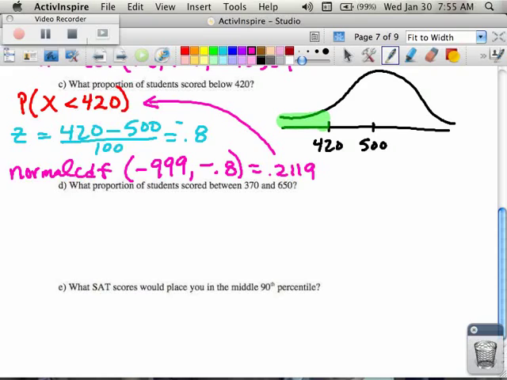And the last one is the same problem as the other two, except now they're doing both ends. You can use your table if you want to and subtract, or you can just find the z-scores and go between. Ready, set, go.